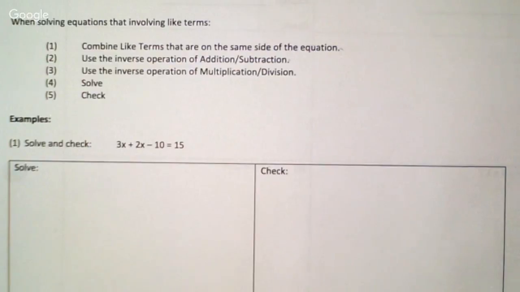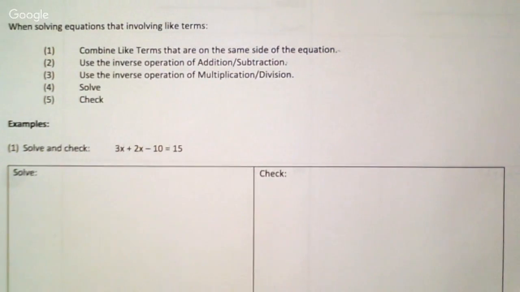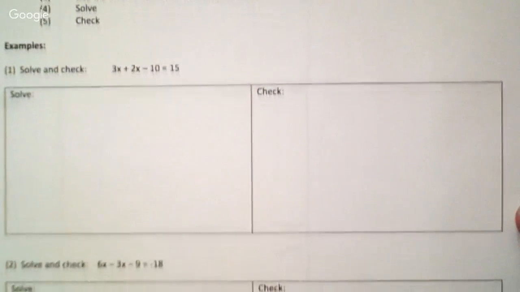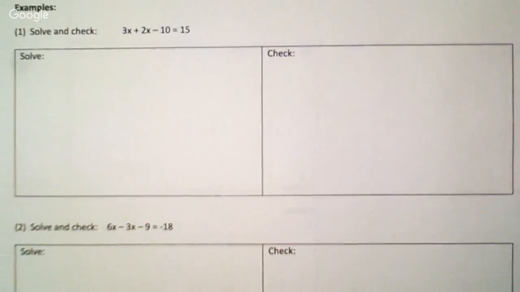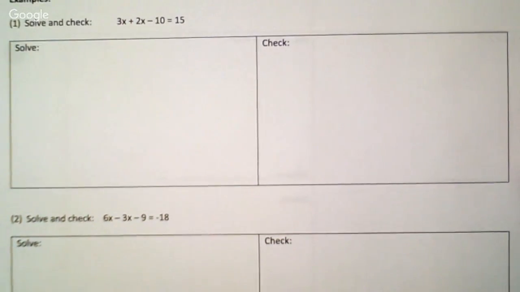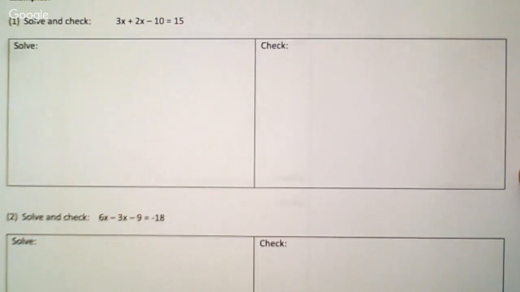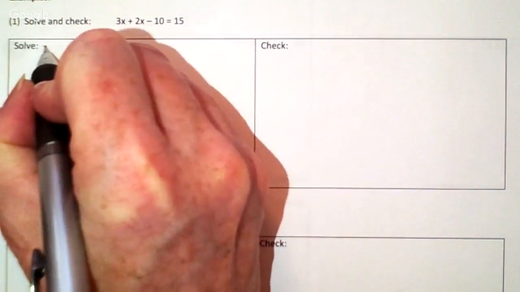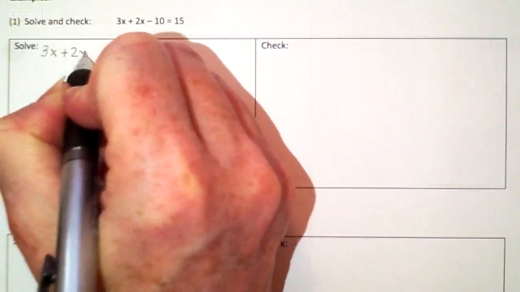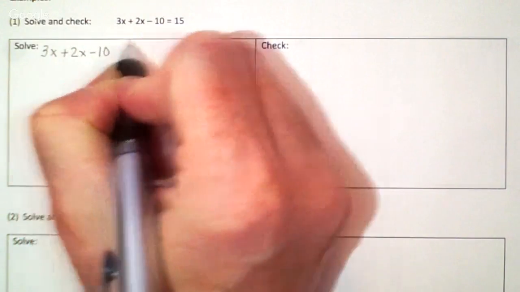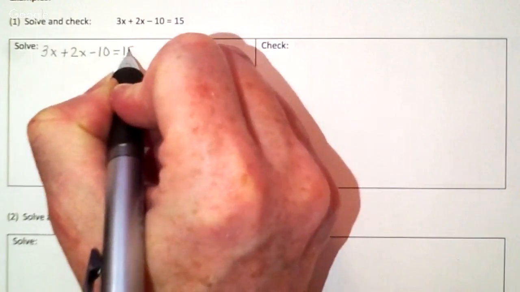So we have three examples that we have to do. So let's get those started. The first one that we have is 3x plus 2x minus 10 equals 15. So first we write the equation down, 3x plus 2x minus 10 equals 15.